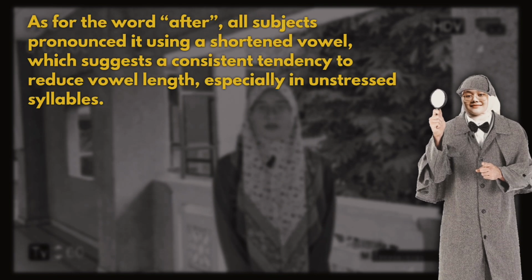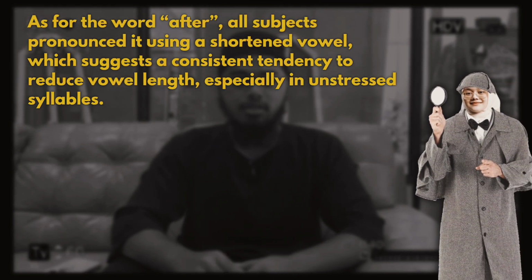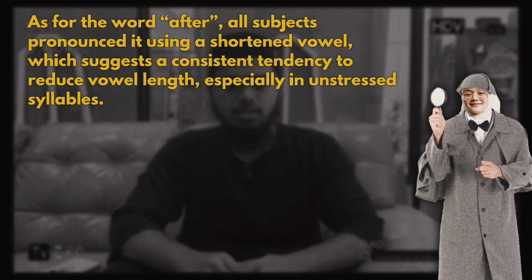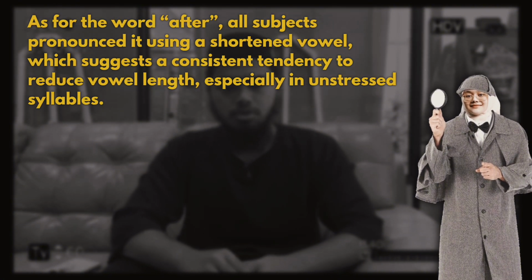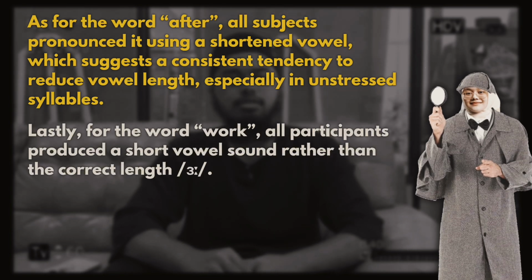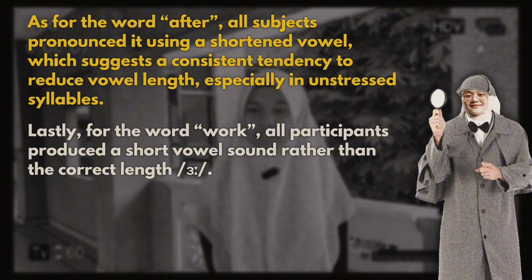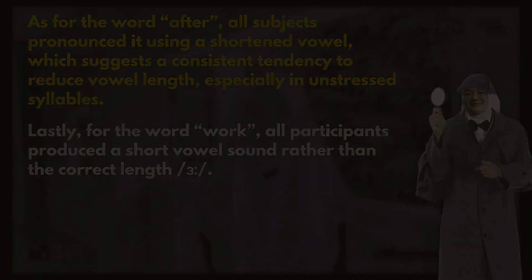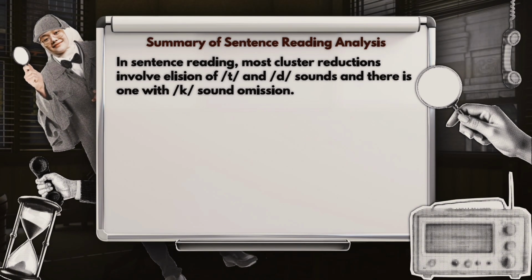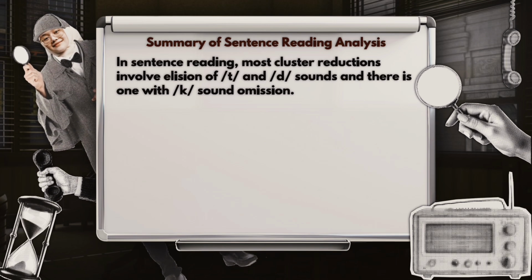As for the word after, all subjects pronounce it using a shortened vowel, which suggests a consistent tendency to reduce vowel length, especially in unstressed syllables. Lastly, for the word work, all participants produce a short vowel sound rather than the correct length. In the sentence reading, most cluster reductions involve elision of th and th sound, and there is one with k sound omission.